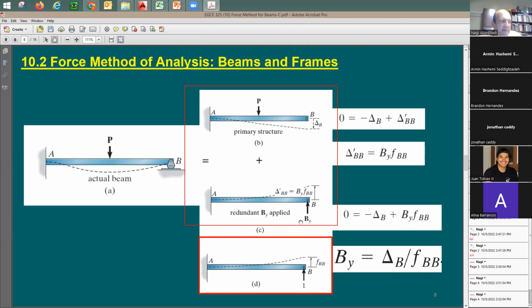You can say, how about this one here? Do you know exactly how much this force is? Anyone knows this force yet? Or did we talk about finding it? You're going to say, no, we don't have it. Actually, this is going to be your unknown.